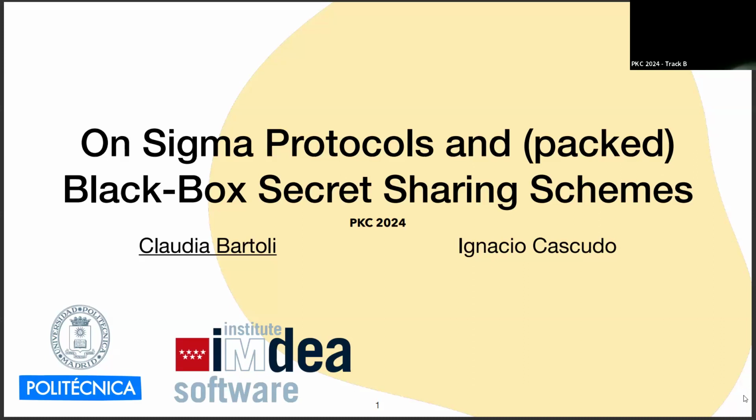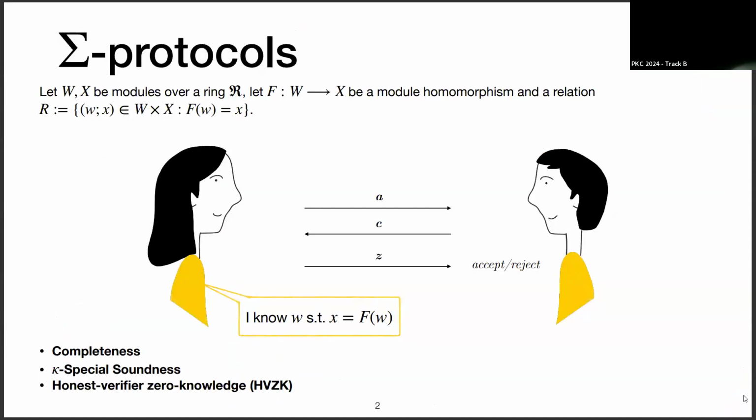So my name is Claudia Bartoli, and today I'll be presenting this work entitled On Sigma Protocols and Packed Black Box Secret Sharing Schemes, which is joint work with Ignacio Cascudo, who's my PhD supervisor. Let me start by briefly introducing Sigma protocols, very briefly, in particular after the previous talk. These are three-round protocols in which a prover wants to convince a verifier that she knows some secret without revealing any information about the secret.